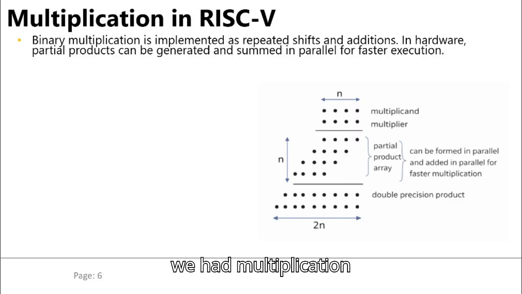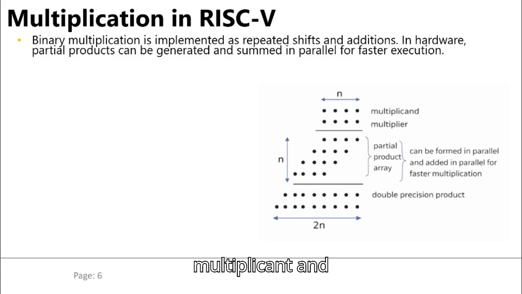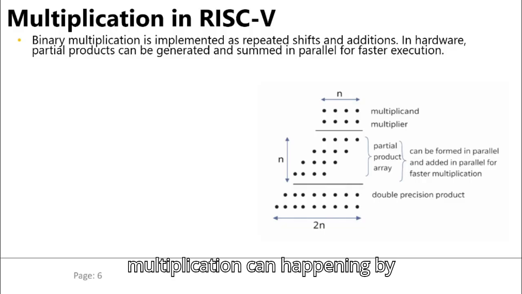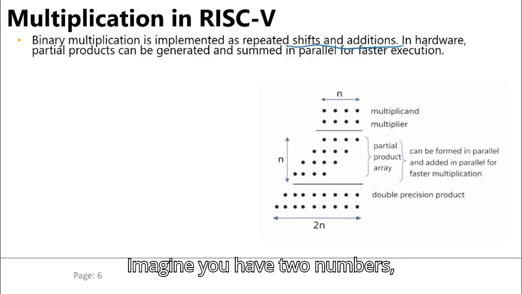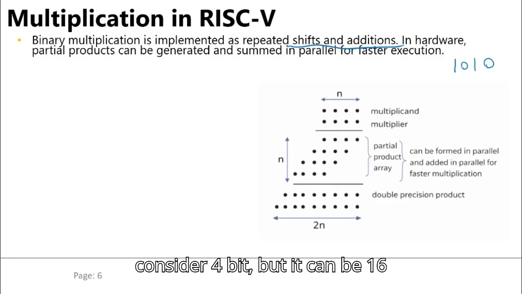Multiplication, we had multiplication in digital logic, but we're going to explain it here again. In multiplication, we have two parts, multiplicand and multiplier. And multiplication can happen by shifting and adding. Very simple. Imagine you have two numbers, 1, 0, 1, 0. I consider 4-bit, but it can be 16. And 0, 1, 1, 0.